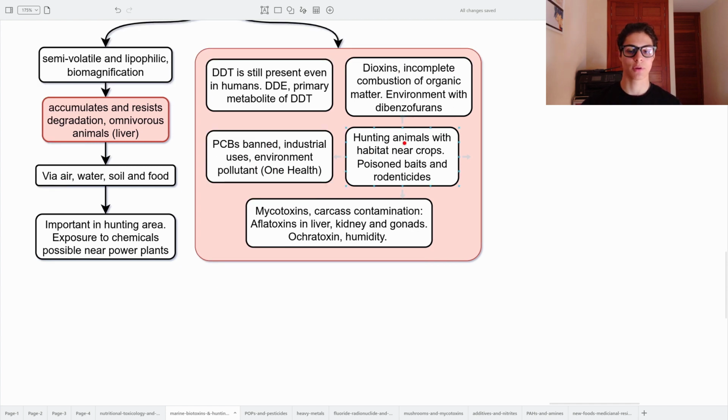And hunting animals with a habitat near the crops can have some problems, such as poison baits and rodenticides, so pesticides. And then also mycotoxins in the carcass contamination: aflatoxin in the liver, kidney, and gonads, and the ochratoxin is correlated with humidity.